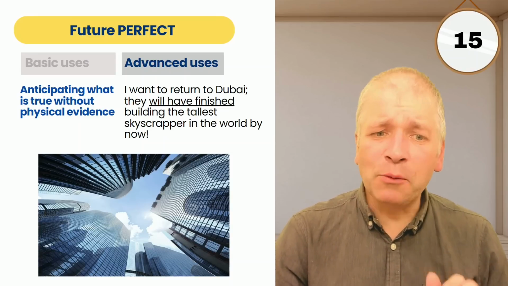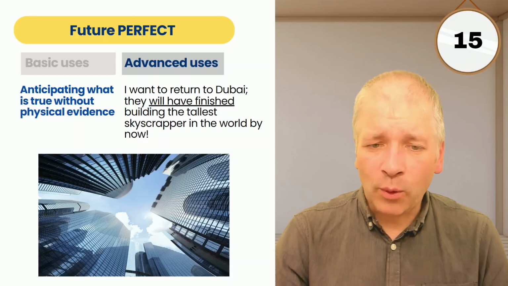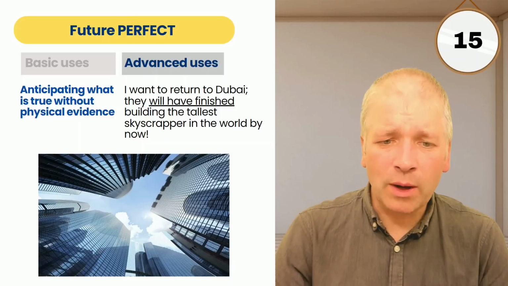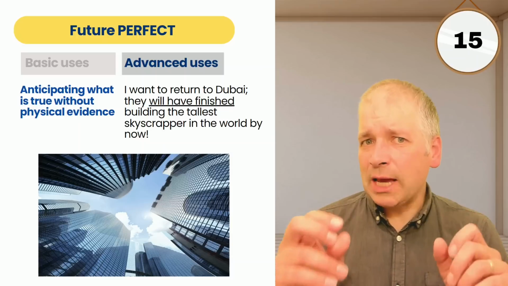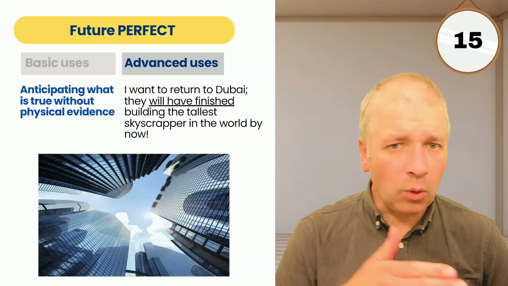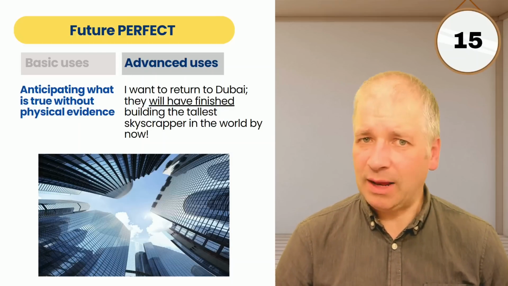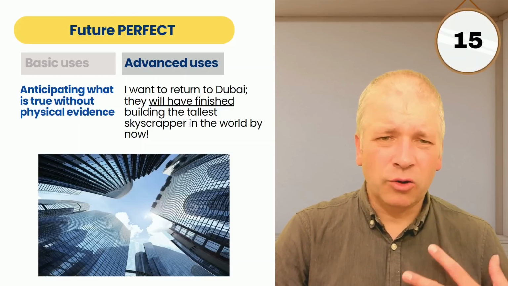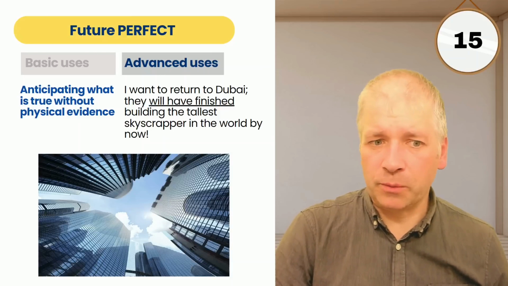Anticipating what is true without physical evidence: will have finished. I want to return to Dubai. They will have finished building the tallest skyscraper in the world by now. So here, this is one way in which we can use the future perfect. It could potentially be simple or continuous here, depending on the context. But that's one reason why we use it, anticipating what is true without physical evidence. Here, you're just imagining it. You've not seen it for yourself. You're just imagining that this will be true.